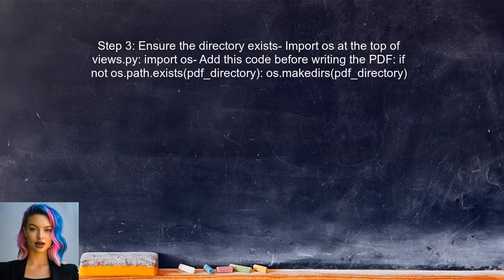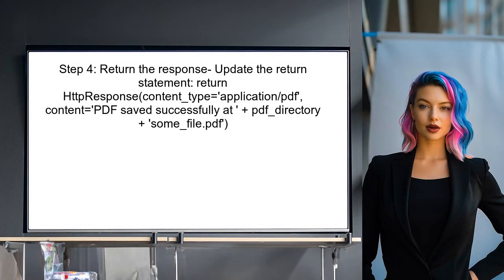After that, the user should ensure that the specified directory exists. If it doesn't, they can create it using Python's OS module. This step is crucial to avoid errors when trying to save the file. Finally, the user should return the response after saving the PDF. This allows the user to confirm that the file has been generated and stored successfully.